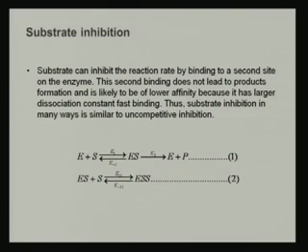So what's the difference between these two bindings? That is written here: the second binding does not lead to product formation, only the ES can lead to product formation. And the second point is it typically has much lower affinity and a much larger dissociation constant. That's obvious, because once you have one molecule of the substrate binding to the enzyme, the second molecule will have a larger dissociation constant and lower affinity. So this is what happens.